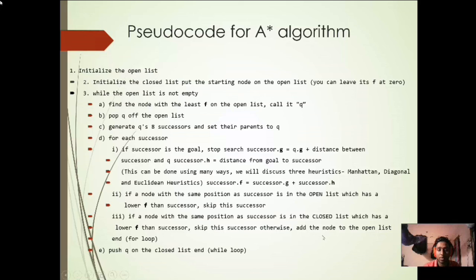Otherwise we will add this node to the open list. Then we will end this for loop, and after that we will push q onto the closed list, where the while loop ends. So basically this is the basic pseudocode of the A-star algorithm.